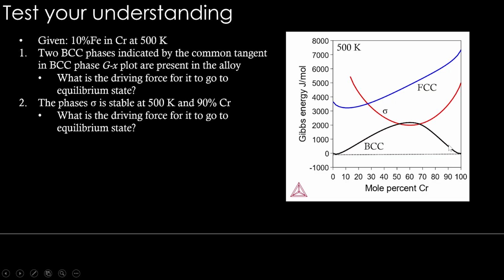For the first case, it is a no brainer. You already have this equilibrium state. What is the driving force for it to go to equilibrium state? Obviously, there is no other equilibrium state. So the driving force for it is actually 0, isn't it?